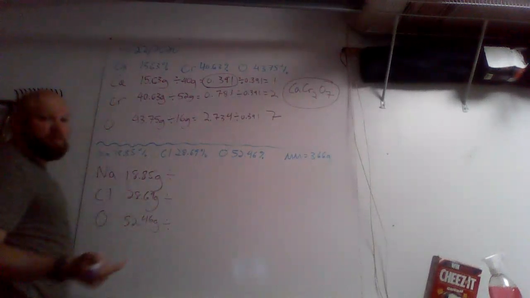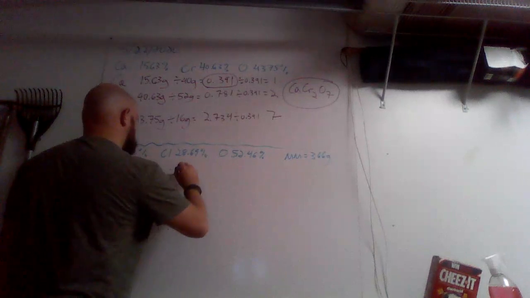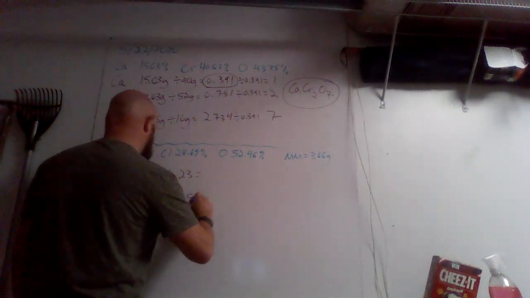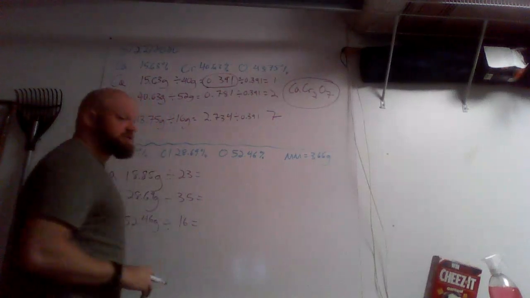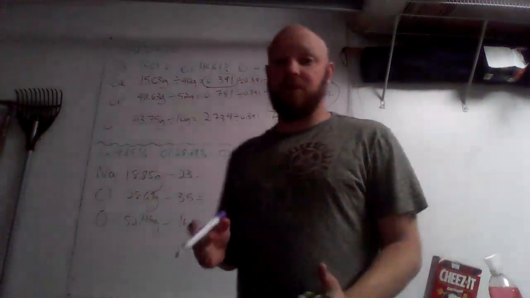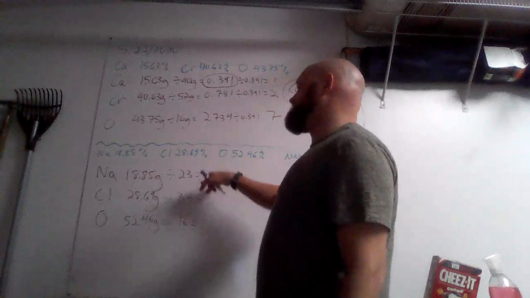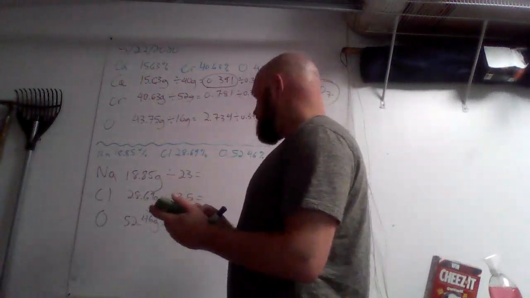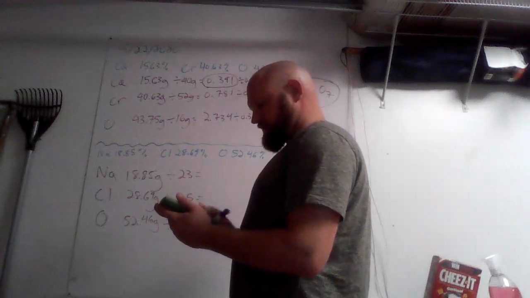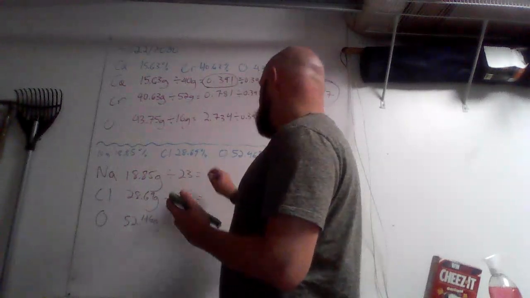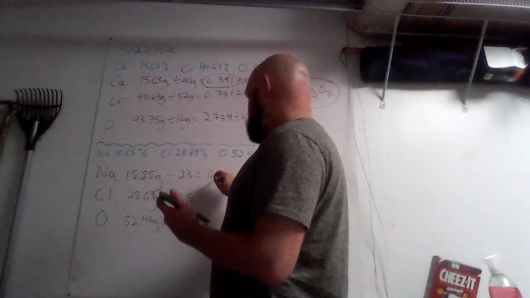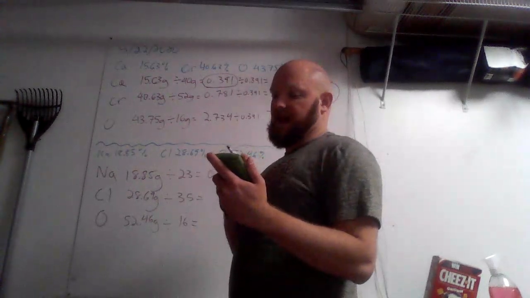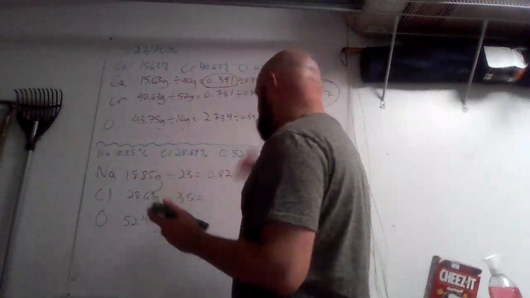So I divide by the molar mass in the periodic table. Sodium is 23, chlorine is 35, and oxygen is 16. Some of you have been using the unrounded values, which is perfectly fine. You will get the same answers, so don't sweat that. 18.85 divided by 23 gives me 0.82. I'm not rounding to 0.819565, it just keeps going.